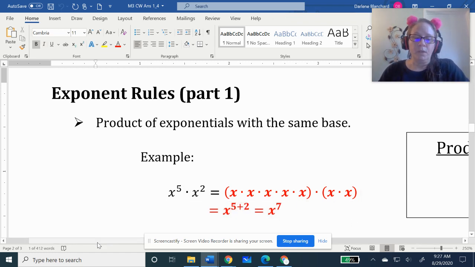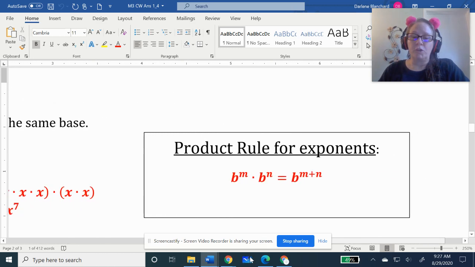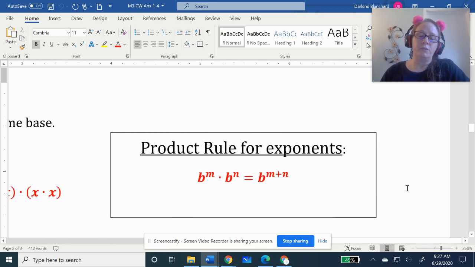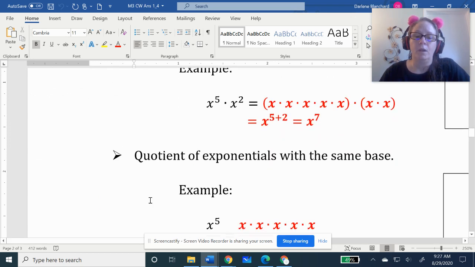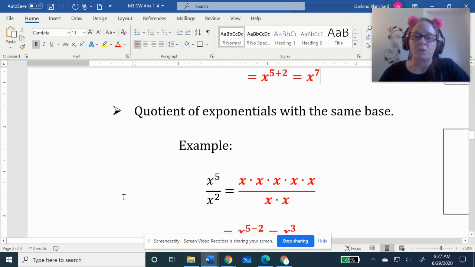So the official exponent rule, while you don't have to use the letters B, M, and N, the exponent rule for product is when you have a product of two exponential expressions, you add the exponents. Now let's move to a very similar rule. The quotient of exponentials with the same base.